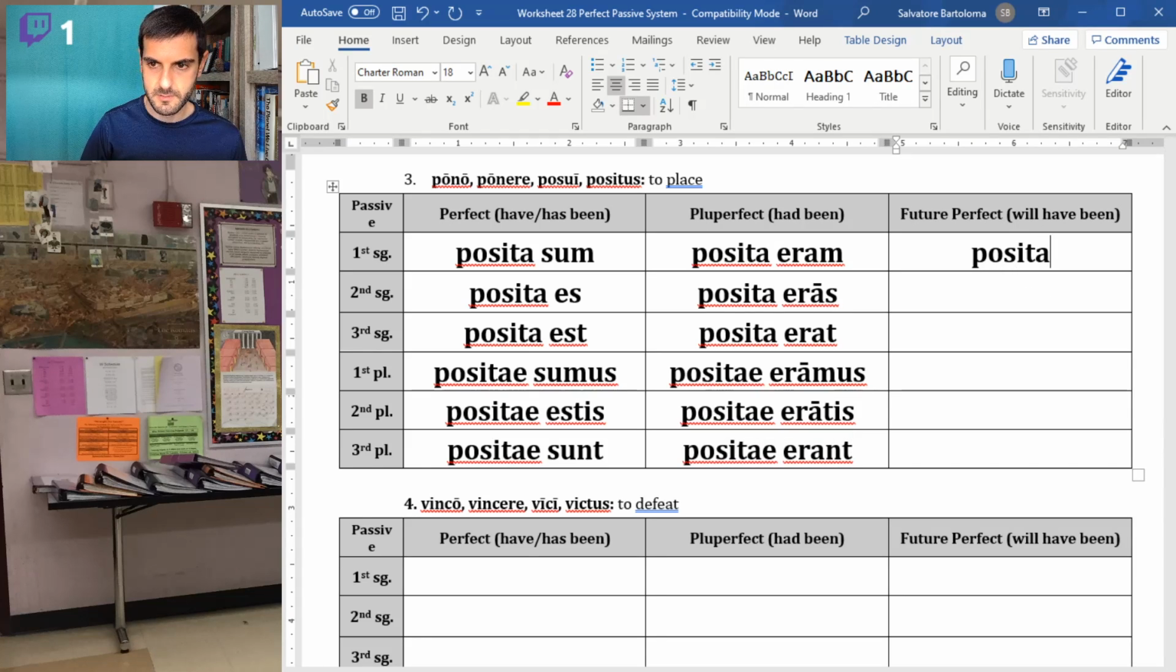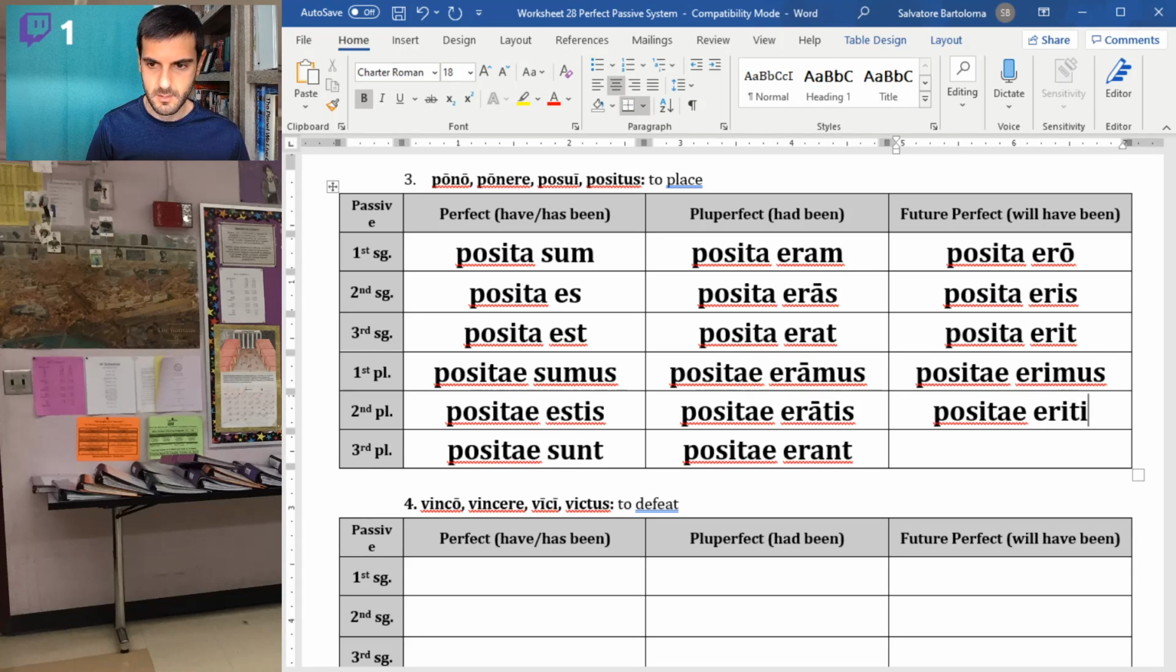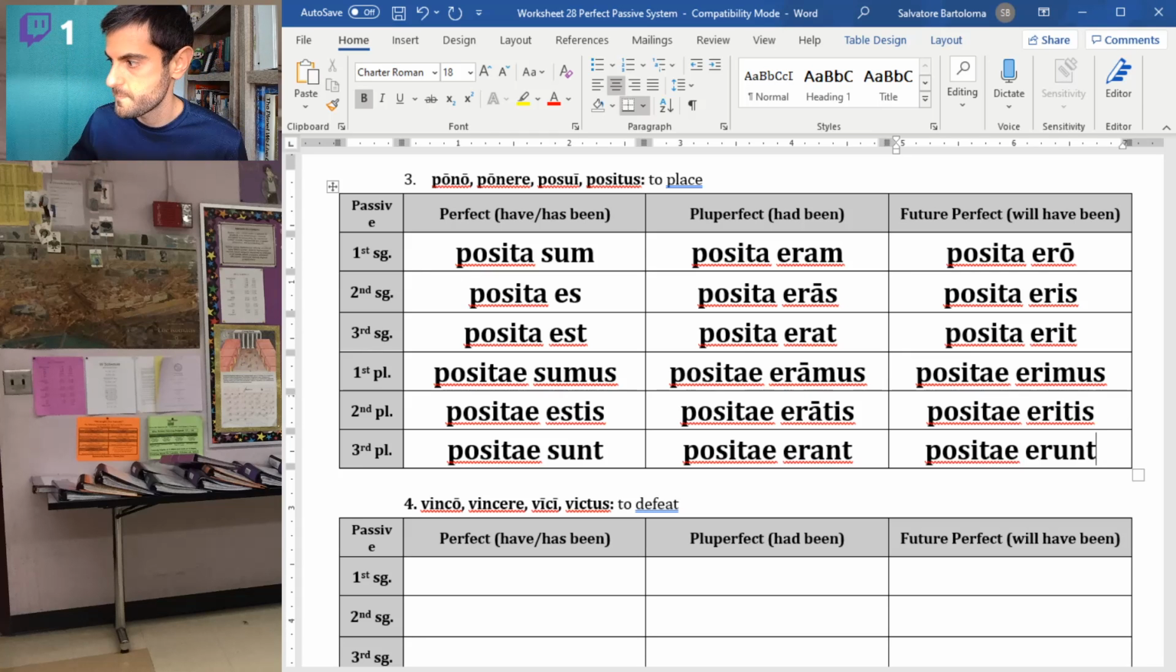And future perfect, posita ero, posita eris, posita erit. So those are my singulars. And then for my plurals, positae erimus, positae eritis, and positae erunt. Ero, eris, erit, erimus, eritis, erunt.